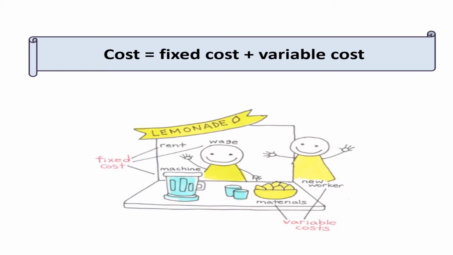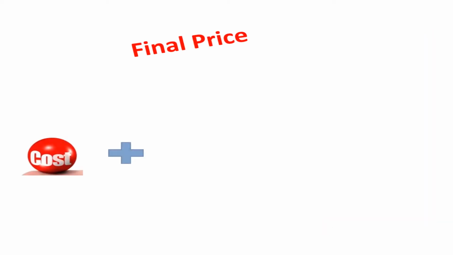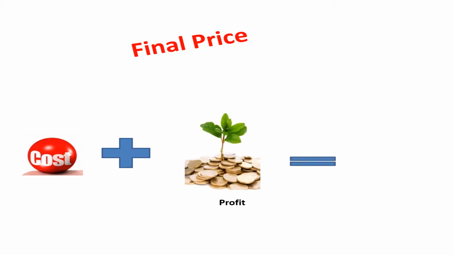Variable cost, on the other hand, is the cost that changes with the change in the output. For example, wages of workers. The company assesses the total cost by adding up the fixed and the variable cost, and then adds a percentage of profit it wants to earn for arriving at the final price.